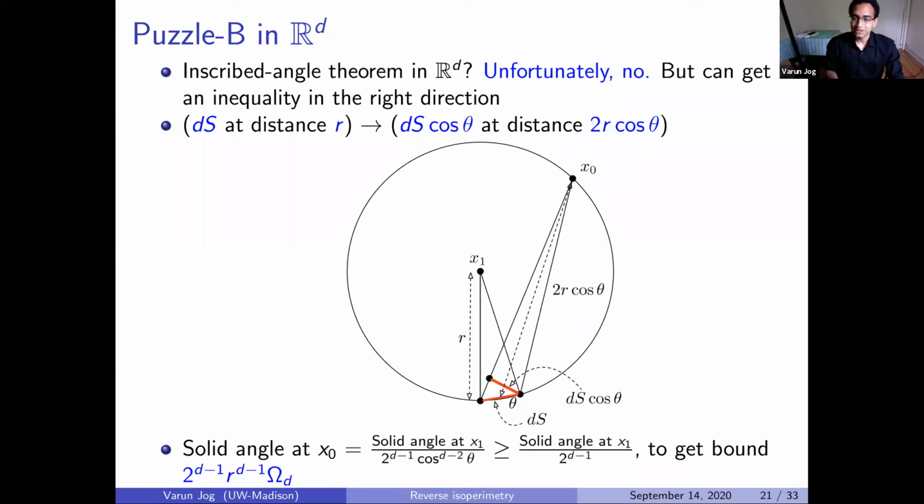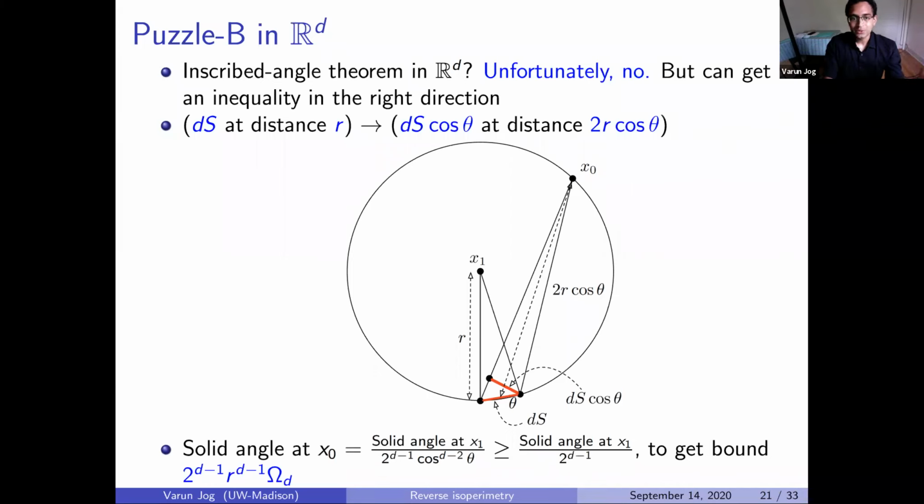And you end up getting a bound which is the surface area of the sphere with twice the radius. So that's the quantity that I've written here. Capital omega d is the surface area of a unit ball, and the bound is 2r to the d minus 1 times capital omega d. So this translates both the puzzles from R2 to Rd.